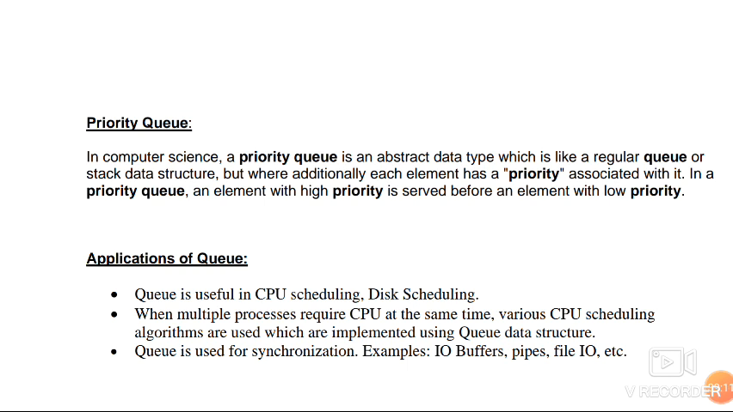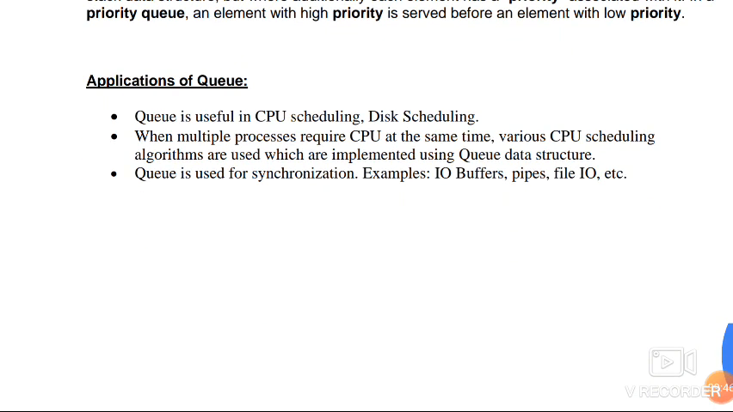Similarly, as we have implemented linear queue and circular queue, we can implement priority queue. While adding and deleting an element, we have to consider the priority value. If the priority value is the highest, then only we can insert an element into the queue. Then what are the applications of queue?